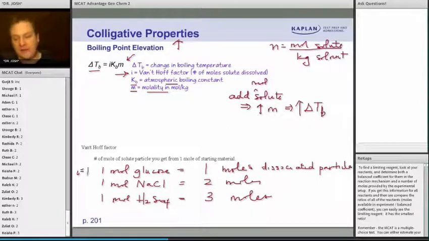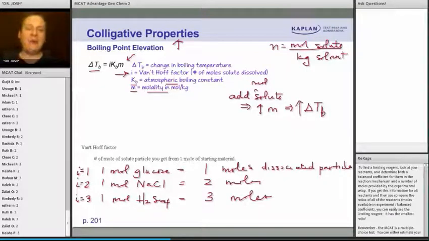So note the Van't Hoff factor of glucose would be 1. You got 1 mole of dissolved particles from 1 mole of start product or start reactant. The i value for sodium chloride would be 2. You get 2 moles per mole of sodium chloride. Sulfuric acid, that'd be 3. You get 3 moles of product from 1 starting mole of H2SO4.